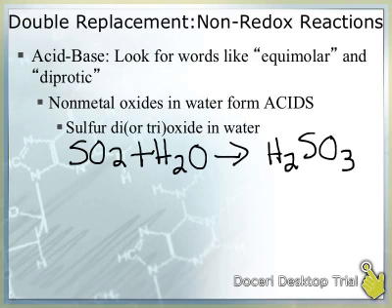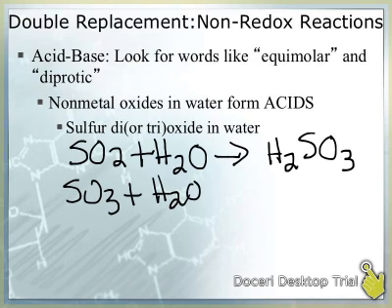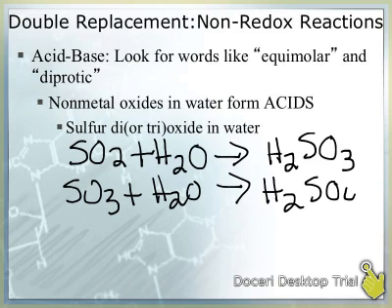Okay, so let's do the same thing with sulfur trioxide. What's sulfur trioxide? We're going to do SO3. We're going to mix it with water. And we're going to form, what do you think? H2SO4. So this is sulfate. The ate is going to tell us to change it to ic, so it's going to be sulfuric acid. Okay?